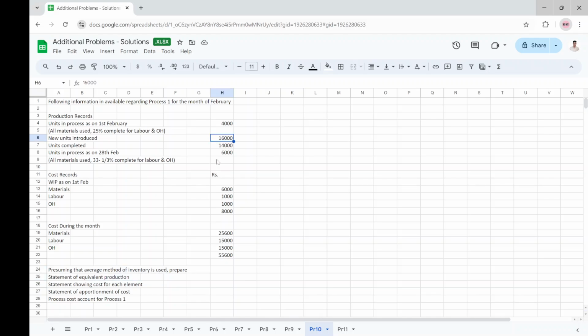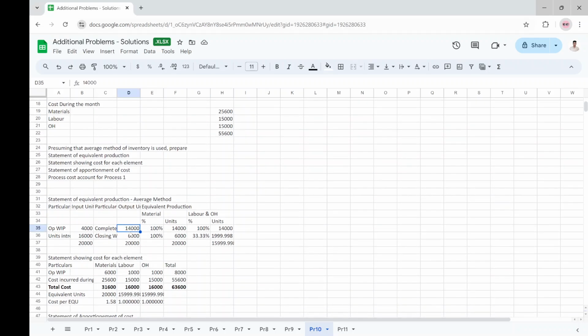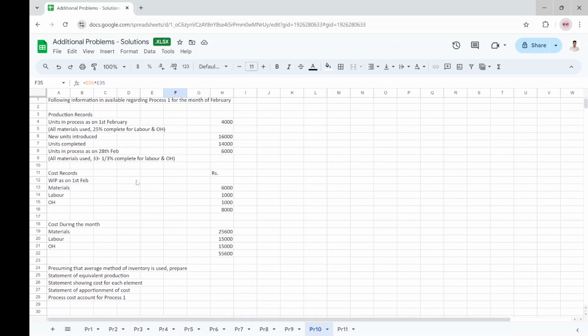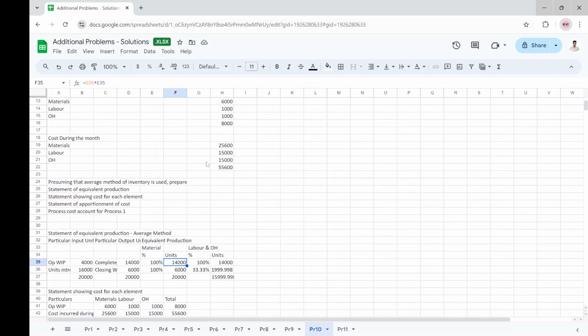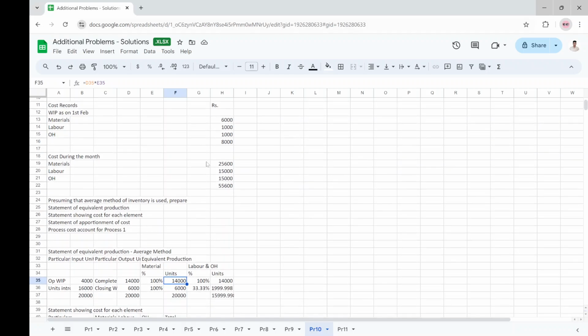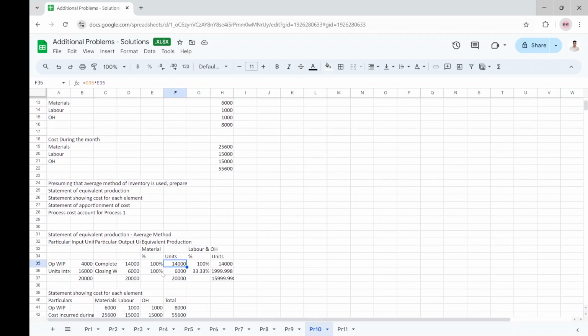So it's completed 14,000, we'll take 14,000 into 100%, 14,000. Then closing WIP is 6,000, of which 100% material is used, but 33% labor and overhead is used. So for material you have 6,000 and for overhead it is this much unit. So total is 20,000 for material, and around 16,000 units for labor and overhead.